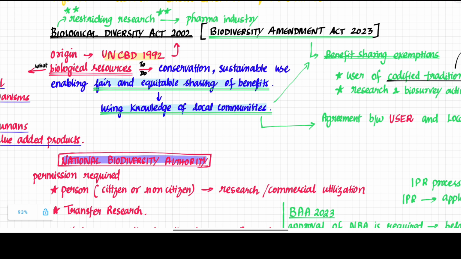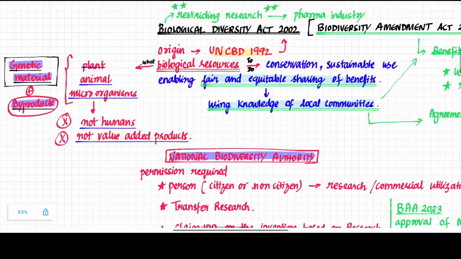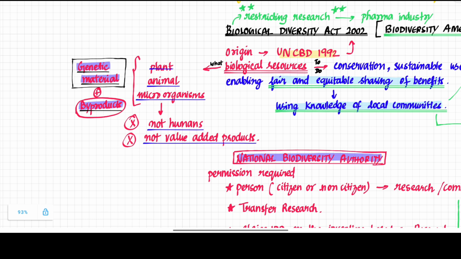First, this act is for biological resources. Now, what is a biological resource? Any plant, animal, or microorganisms. It is not a human being or a value added product, right? This plant, animal, or microorganism must have genetic material, or the use of its genetic material and byproducts.